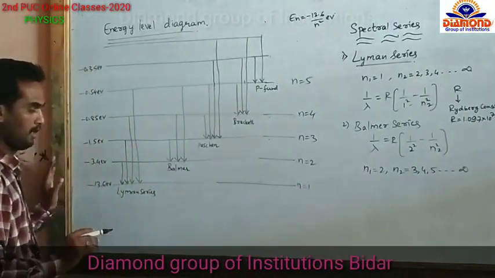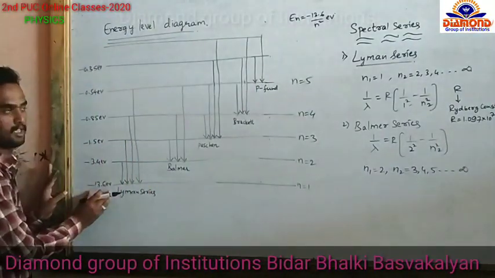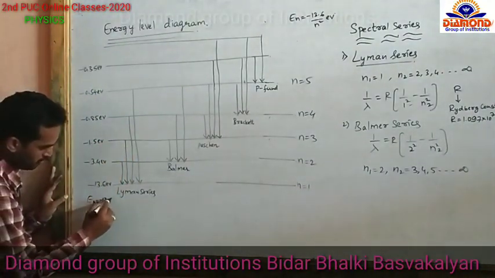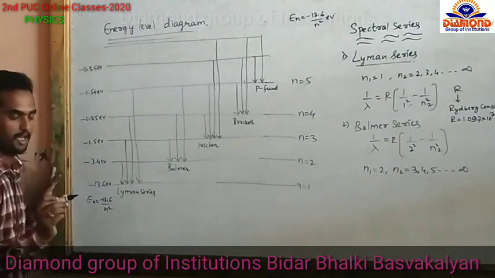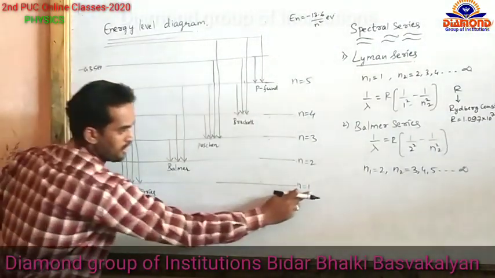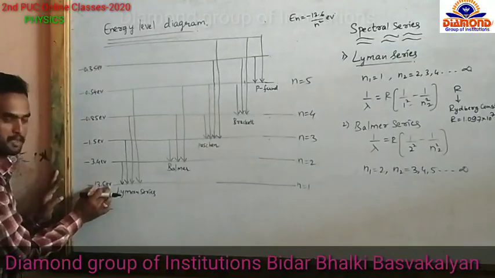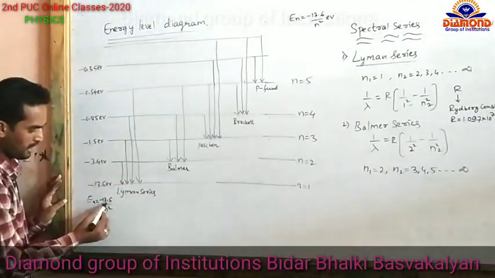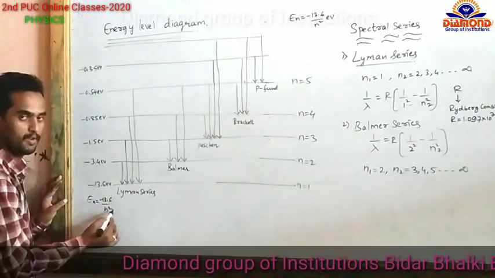And on this side, you can see that energy level formula, that means En equal to minus 13.6 divided by n square. n means first orbit. If it is n equal to 1, the value becomes minus 13.6. If n equal to 2, that means minus 13.6 divided by 2 square, that is 4.